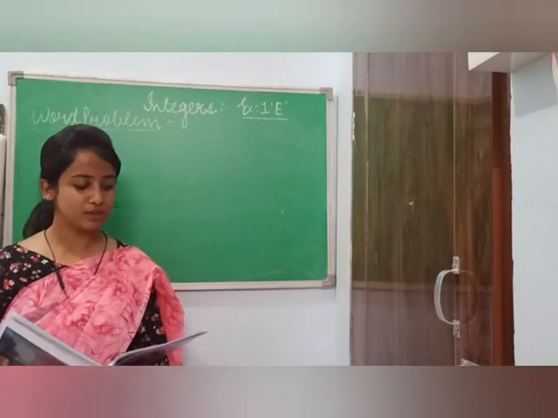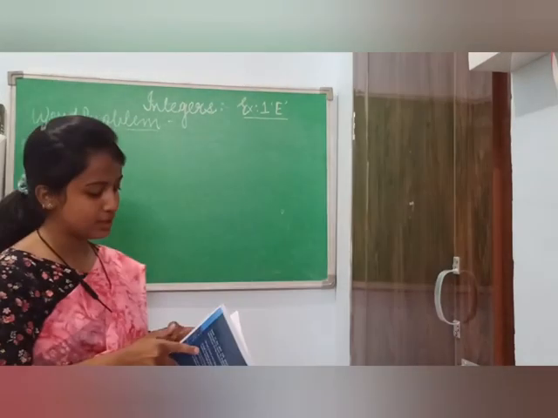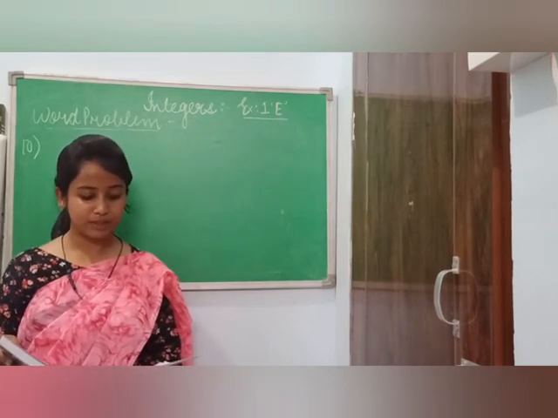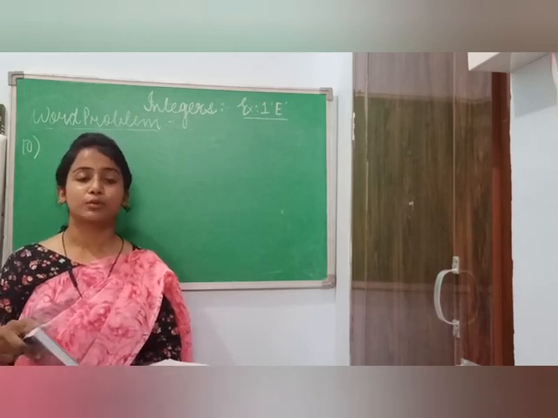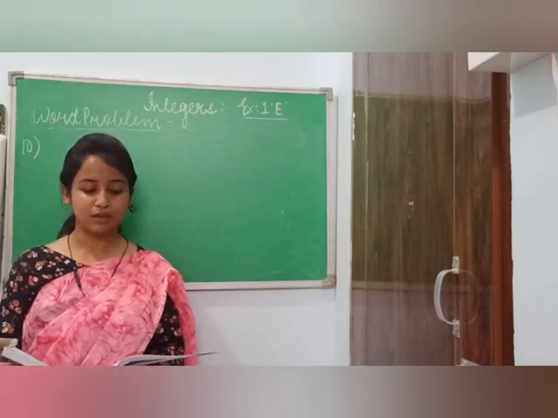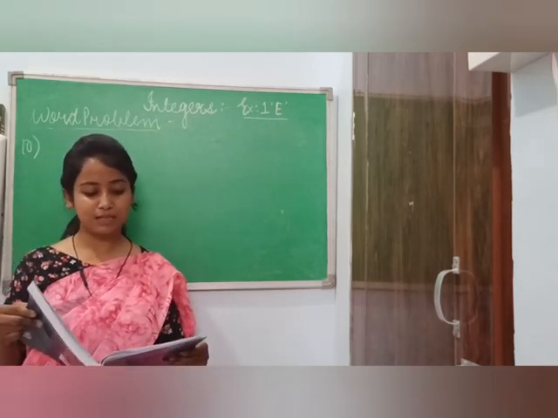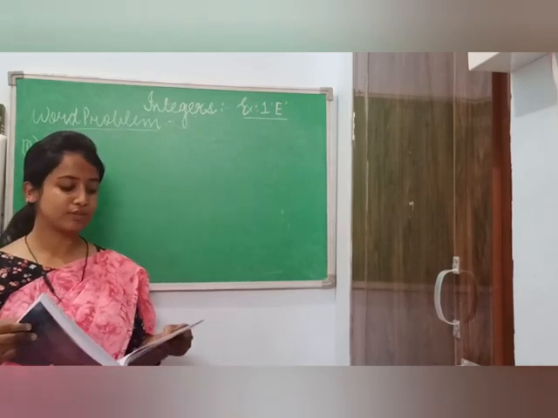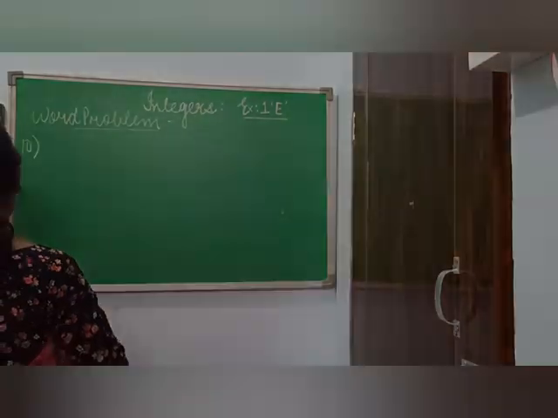Coming on to our next question. The next question is question number 10 from the same exercise. The question says that a shopkeeper gains rupees 2 on each pen and loses 50 paisa on each pencil. Means for each pen he gains 2 rupees and for each pencil he loses 50 paisa. Now he sells 60 pens and 100 pencils. Now we have to find out the total gain or loss in the whole transaction.